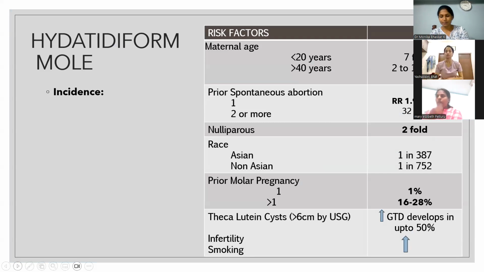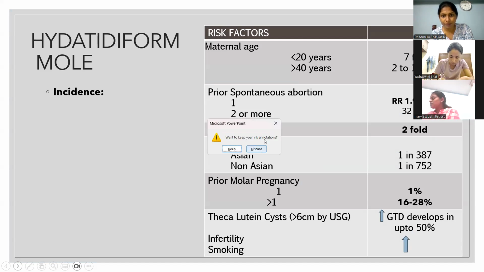Next, we have to discuss the hydatidiform mole. In hydatidiform mole, the benign form of GTDs, we can divide it into a complete hydatidiform mole and a partial hydatidiform mole. But before we divide, we have to know the main risk factors and the incidence of hydatidiform mole. Okay, just a minute.